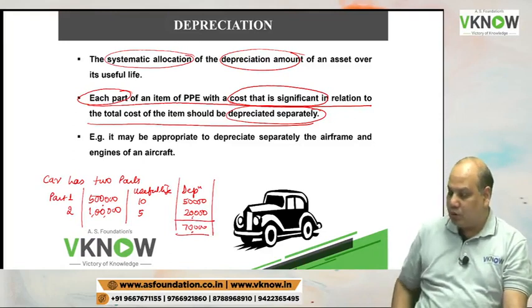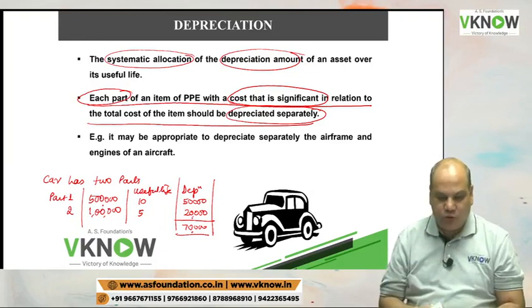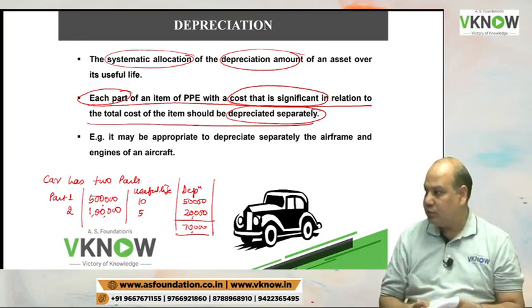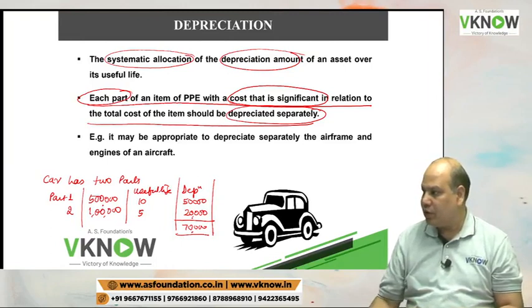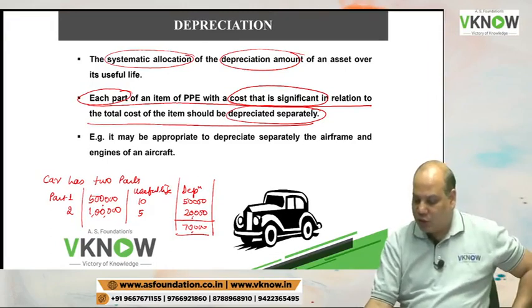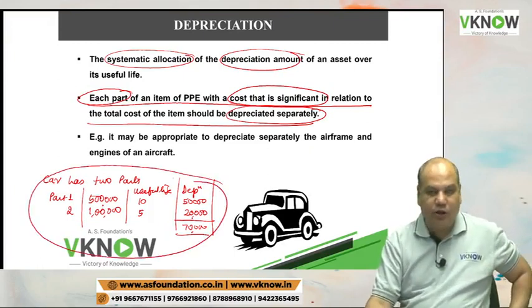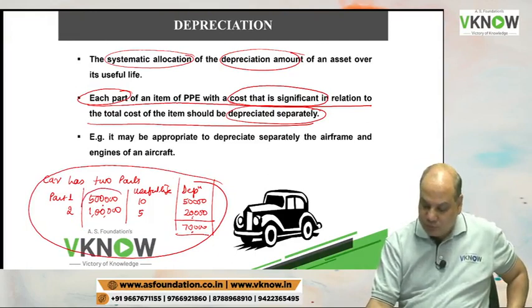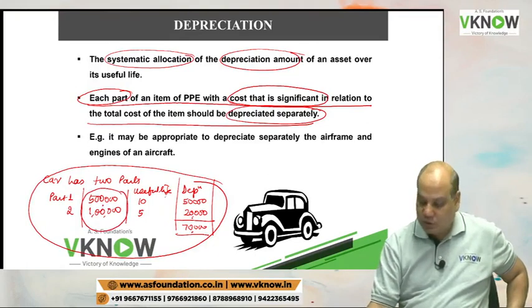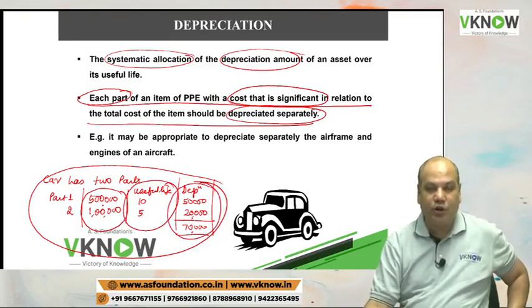This is called component wise accounting. Do you agree? In some exam questions, they ask you a problem like this. An asset has 3 parts, 4 parts. They'll give you the cost of each part, useful life of each part, and then you have to just compute the depreciation for each part.